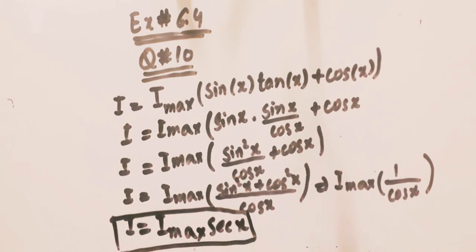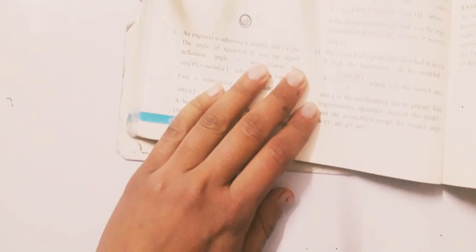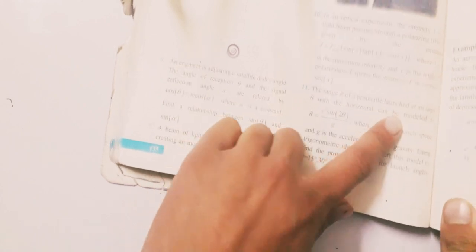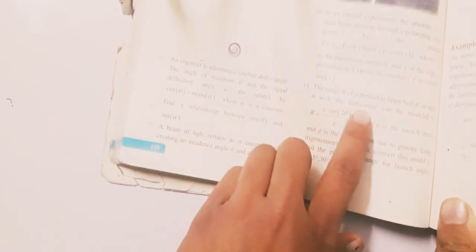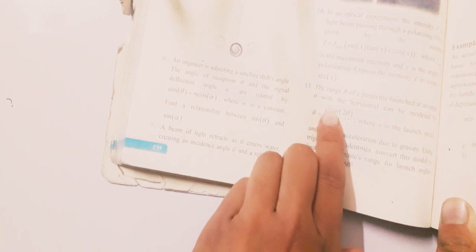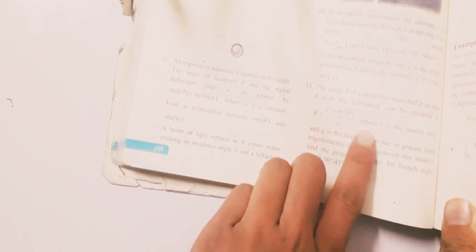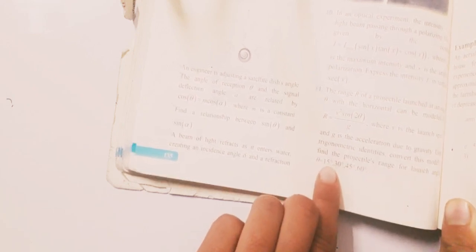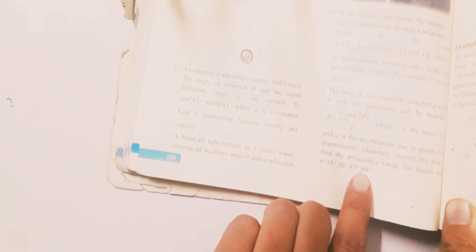Now we will solve the last question of this exercise, that is question number 11. Now in question number 11, the range R of a projectile launched at an angle theta with the horizontal can be modeled by R is equal to V square sine 2 theta by G, where V is the launch speed and G is the acceleration due to gravity. Using trigonometric identities, convert this model to find the projection range for launch angle theta is equal to 15 degree, 30 degree, 45 degree and 60 degree. Now we will solve this question.